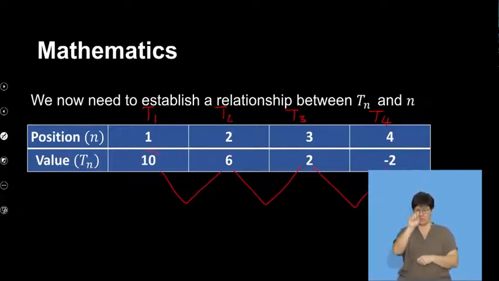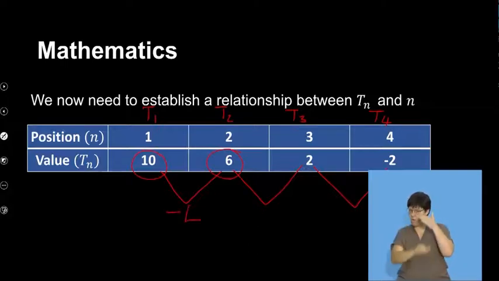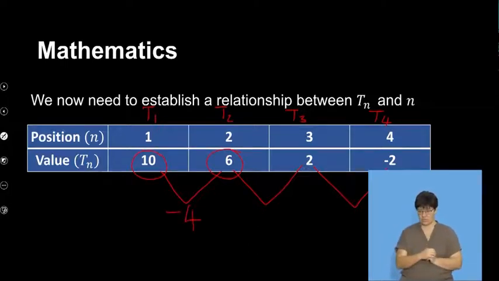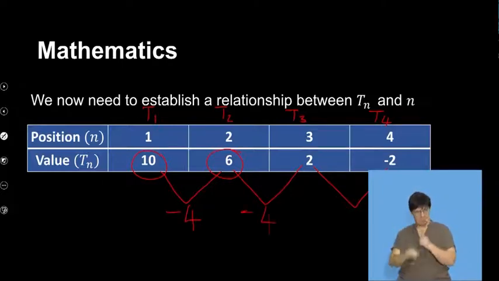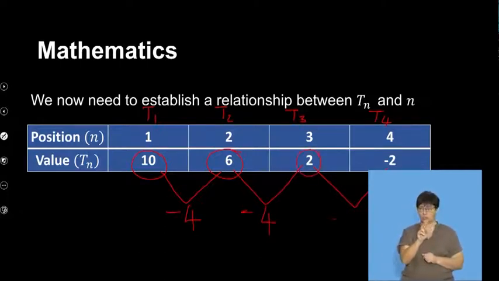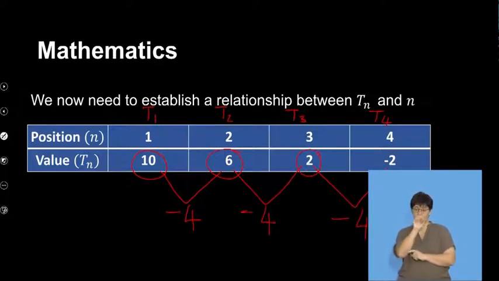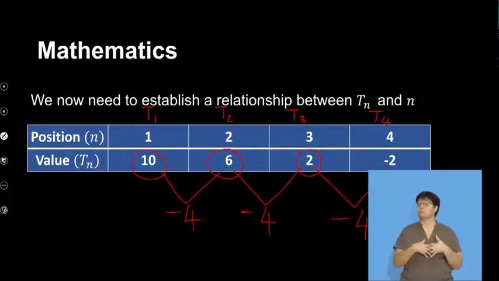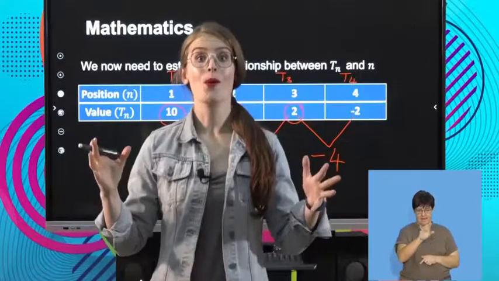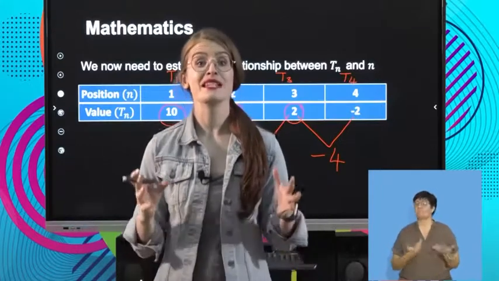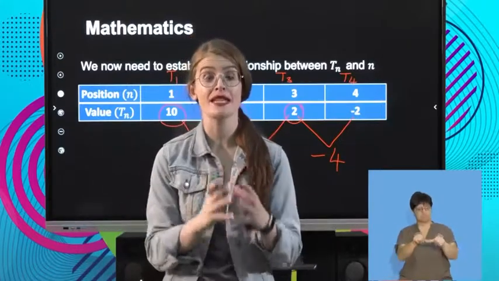From term 1, which has a value of 10, going to term 2, which has a value of 6, we can see that we subtracted 4. Then going from term 2 to term 3, I again subtracted 4. Then going from 2 to negative 2, I again see that I subtracted 4. So great. We have established that this is a linear sequence. Why is it a linear sequence? It is because it has a constant common difference.